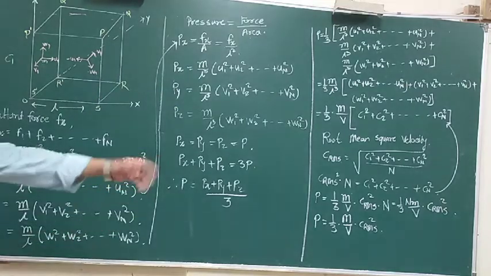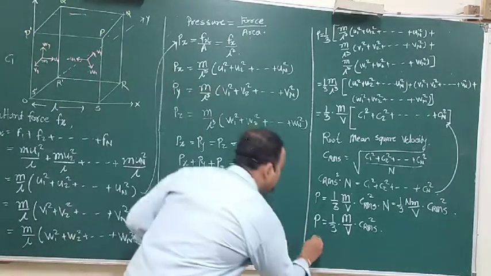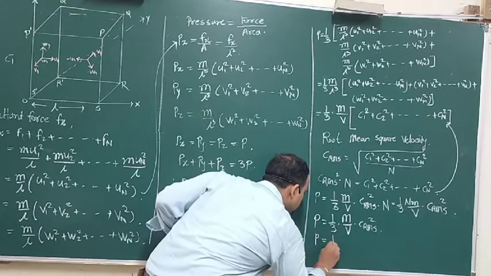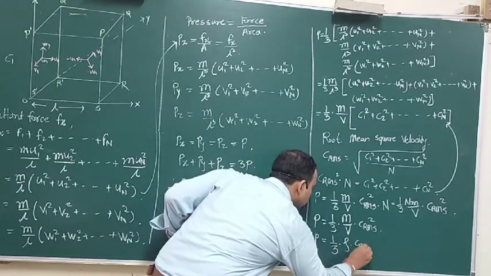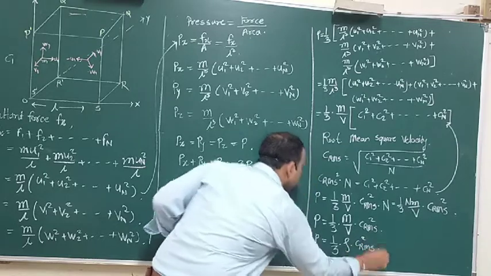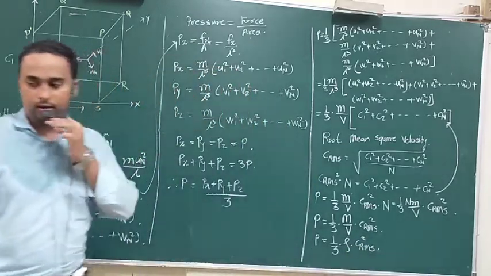density is equal to mass upon volume. So this can be written as P is equal to 1 by 3 into rho c square. This is the formula.